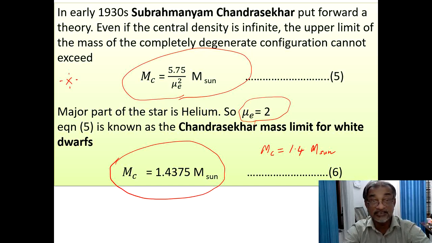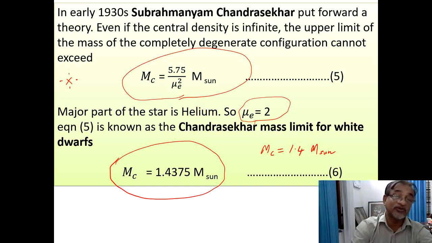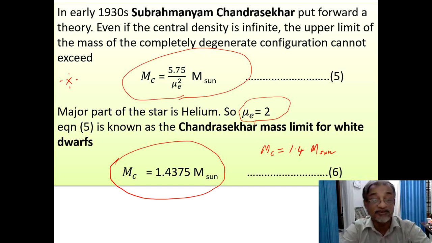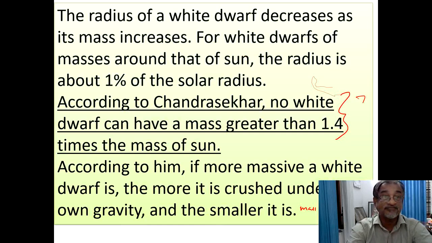Major part of the star is helium, so mu e equal to 2. Substituting the value of mu e equal to 2, mu e square becomes 4. 5.75 divided by 4 will give 1.4375. So Chandrasekhar limit becomes Mc equal to 1.4375 M sun, which is nearly equal to 1.4 M sun. The radius of white dwarf decreases as its mass increases. For white dwarfs of masses around that of sun, the radius is about 1% of the solar radius.